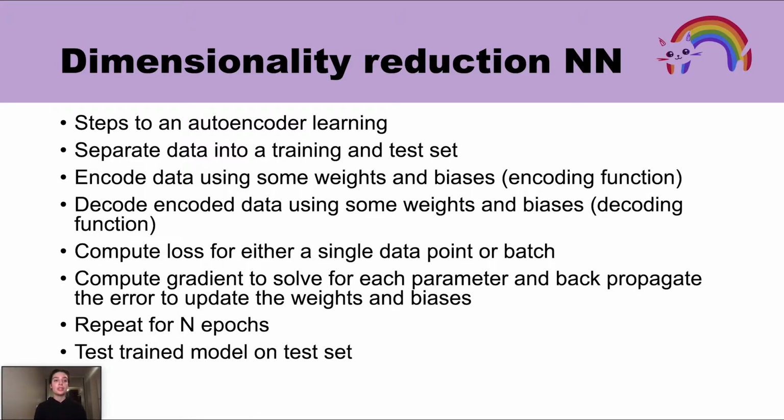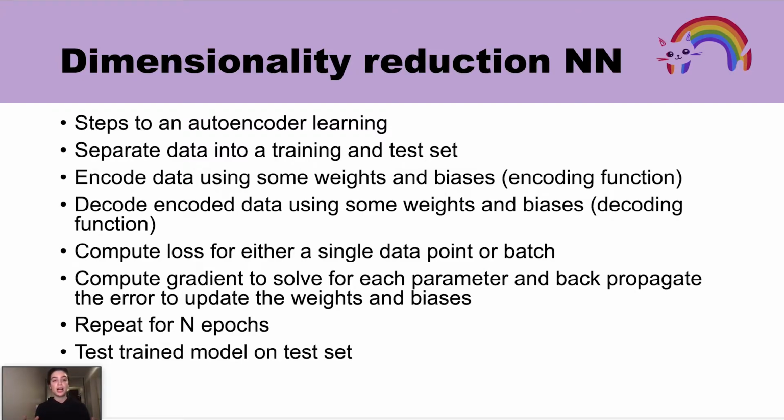Next, what you do is you encode some of that data using weights and biases, which becomes your encoding function. Then you decode that encoded data using, again, some weights and biases, which is your decoding function. And then you compute the loss for that iteration. So that may be a single data point or a batch, depending on how you define things and choose to do it. And basically now you want to propagate that loss through the system. So you do that by computing the gradient and solving for each parameter, and propagating that through from the output all the way through to the input. And then you repeat that for a certain number of epochs until your loss has stabilized. And then finally you test your trained model on the test set, so that held out data.